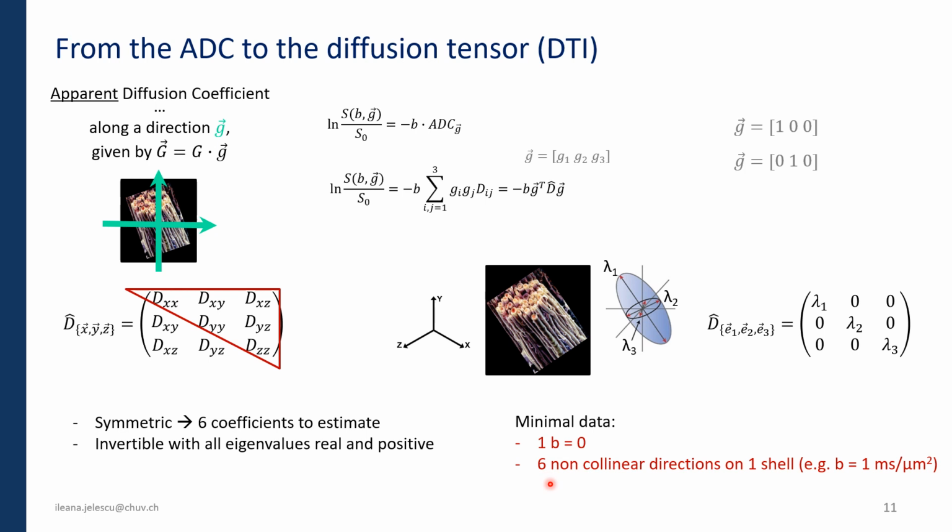In order to estimate the diffusion tensor, minimally, I need one B0 image, so non-diffusion weighted image, and 6 measurements that are diffusion weighted in non-collinear directions on a given shell or B value. So typically, to stay within the DTI approximation, we acquire data with B 1 millisecond per micrometer square, or in vendor or scanner units, 1,000 second per millimeter squared of B value.